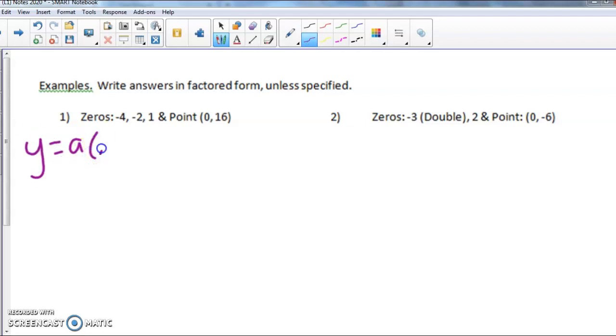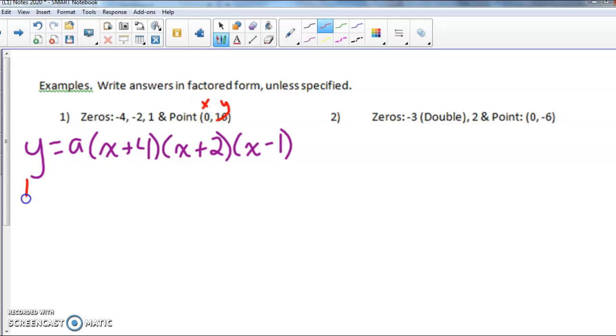A 0 at -4 gives me a factor of x plus 4. And we talked about that when we started this solving stuff on Wednesday. A 0 at -2 gives me x plus 2. And a 0 at +1 gives me x minus 1. Then I'm going to take that ordered pair. It happens to be the y-intercept, but it could really be any point on the graph, and use its x and y value. My y is 16.